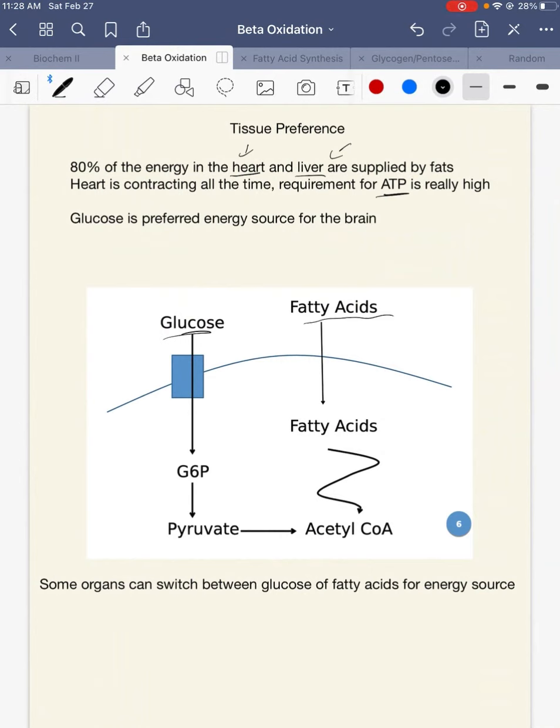And then some tissues can actually switch back and forth. So glucose enters the cell, we get G6P, so this would be your normal glycolysis, and then we'll get pyruvate. And then pyruvate can go into acetyl-CoA, and then this would be a fatty acid. We'll talk about how it enters the cell. The fatty acid goes into the mitochondria, and then we get acetyl-CoA. So either way, you'll end up with acetyl-CoA. It's usually the tissue that determines what the cell uses as an energy source. And like I said, some tissues can use both. But for what we're talking about, the heart and liver will mainly do beta oxidation.